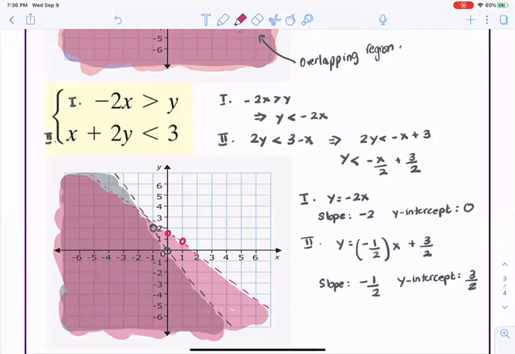And that overlapping region that you see, the darker purple, would be the solution to this inequality. So the key thing to note about an inequality is that they must have an overlapping region for us to have a solution. If we don't have an overlapping region, then we don't have a solution that satisfies every single inequality in the system.